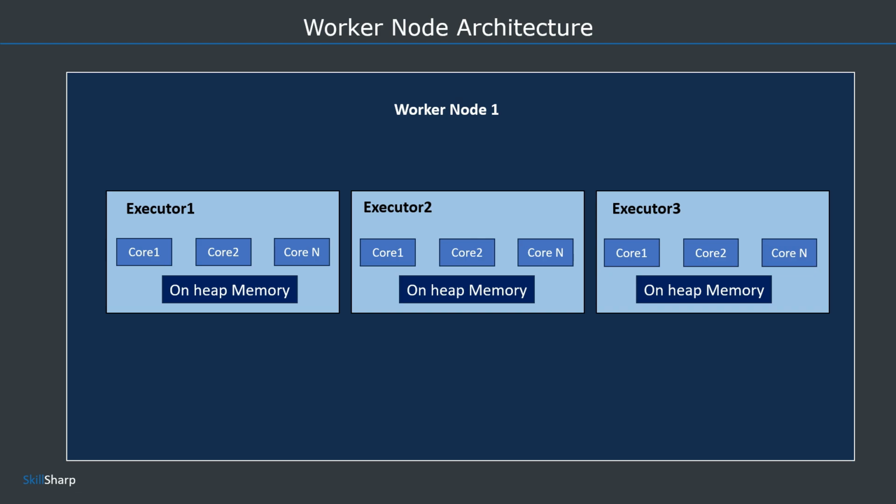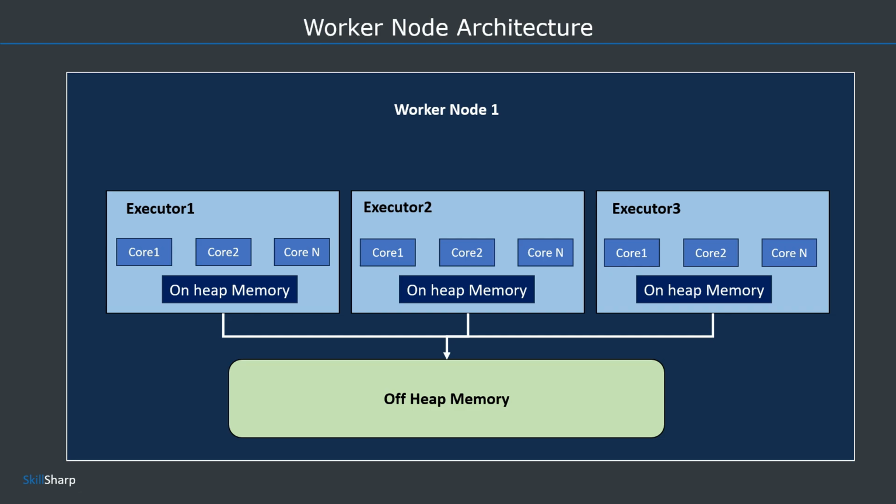The Spark application processes the data in memory. That is the main functionality of Spark that makes the difference from traditional Hadoop systems. And in the worker nodes, we have a common off-heap memory that is shared by the executors as well. So this is the basic, ground-level overview of your worker node architecture. We will see in depth how the worker node architecture works in the future.